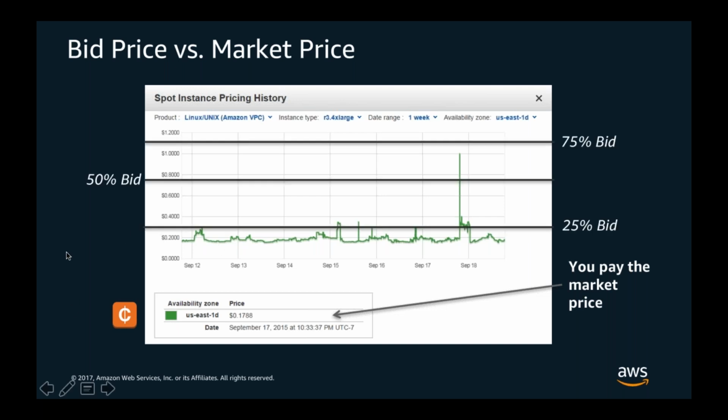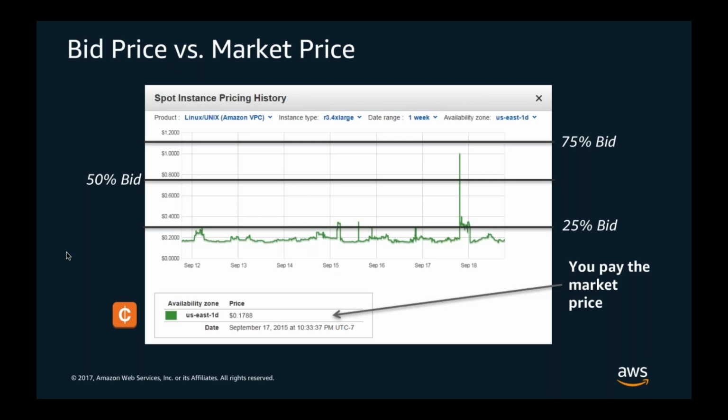So if we think about bidding strategies, had you bid 25% of the on-demand price, you only, again, would have ever paid what that green line required you to pay, because you only pay the market price. But the bid price is essentially what you're willing to spend for that compute capacity. And so every time the green line exceeds that 25% bid line, those instances would have either been stopped or terminated, depending on what you chose.